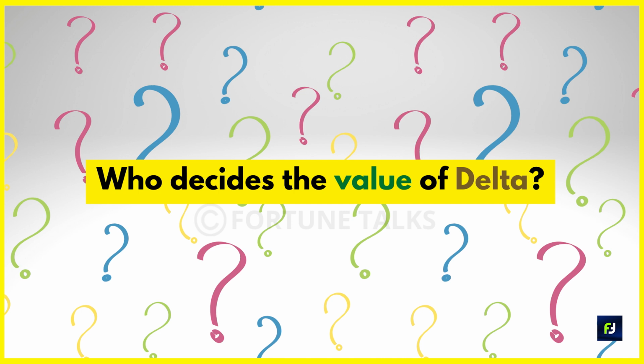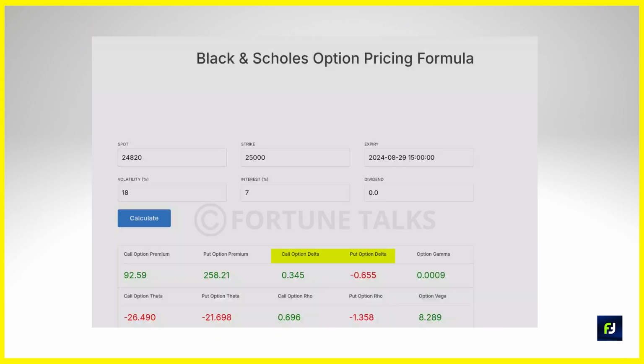Now, some of you may have this doubt. Who actually decides the value of delta? We have already talked about this at the start of this episode. The value of delta is one of the many outputs from the Black-Scholes-Merton option pricing formula. The formula takes in a bunch of inputs and gives out a few key outputs. These outputs include the option's delta value and some other Greeks.